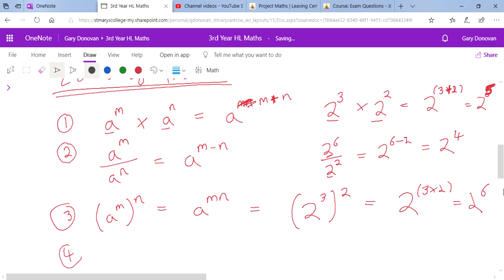And number 4 then is any number to the power of 0 equals 1. And that's a really important one that people often forget. So if you had 7 to the power of 0, that's 1. If you had 1136 to the power of 0, that's equal to 1. Any number whatsoever to the power of 0 is equal to 1.